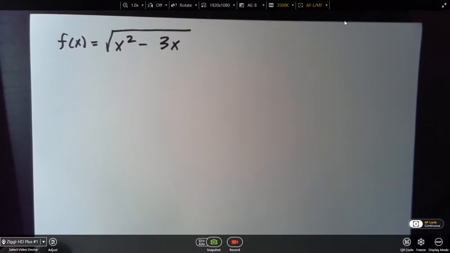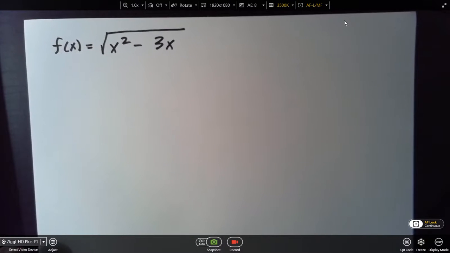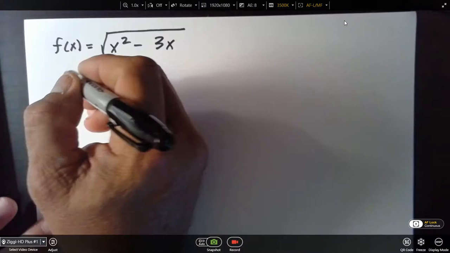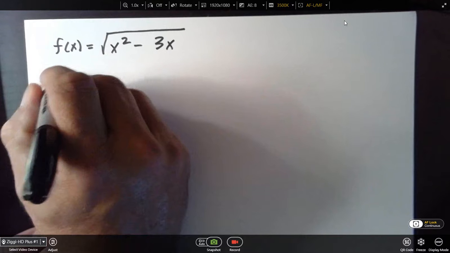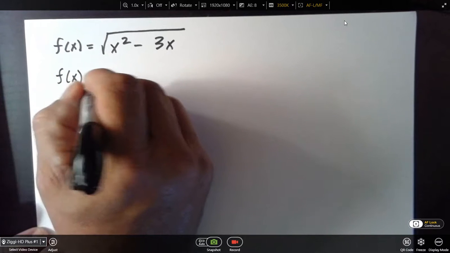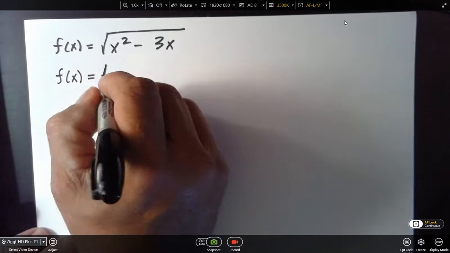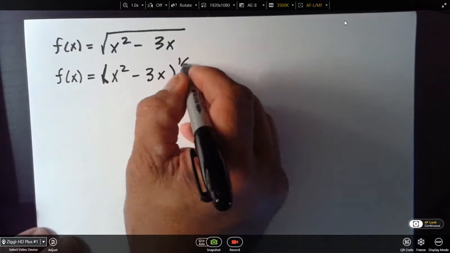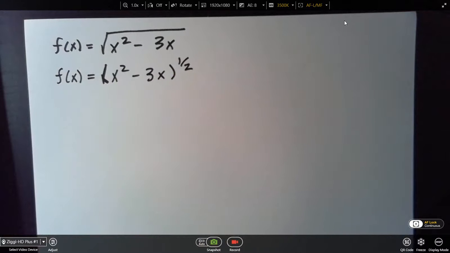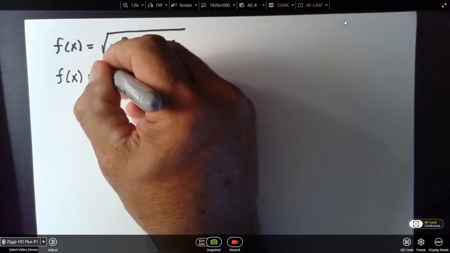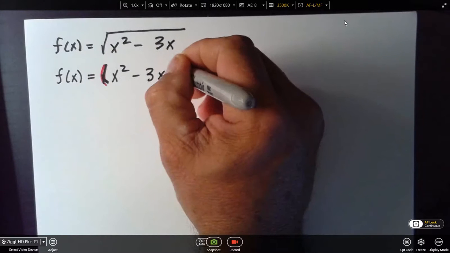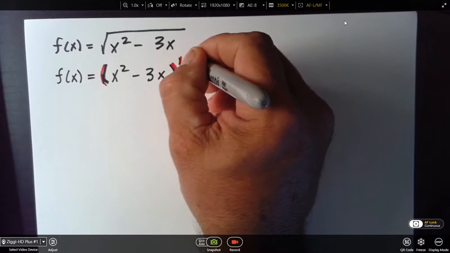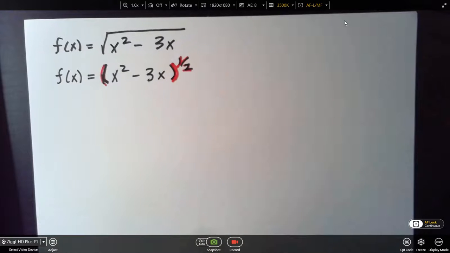Alright, this question is take the derivative of the square root of x squared minus 3x. Well, of course, the first thing you do is rewrite it because of the radical. So f of x is equal to x squared minus 3x raised to the 1/2 power. Now, since we have the parentheses and the 1/2, we've got the chain rule.